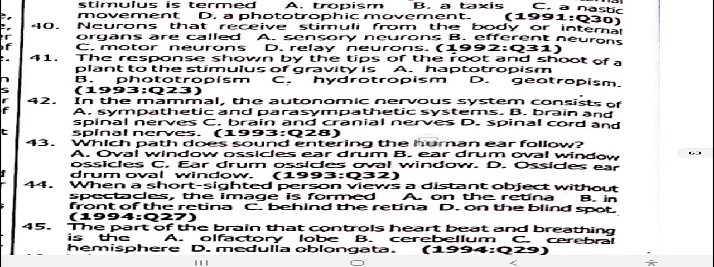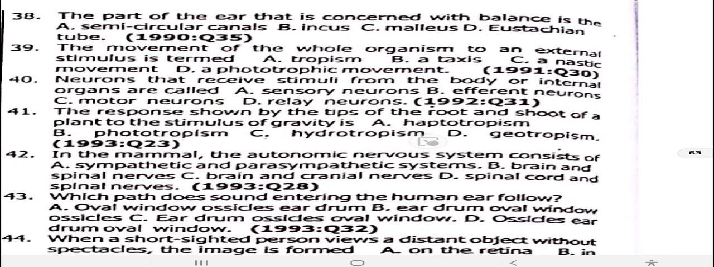38. The part of the ear that is concerned with balance is option A, semicircular canal. I don't think we need to repeat that again. The questions now are repeated. The movement of the whole organism, taxism, option B.